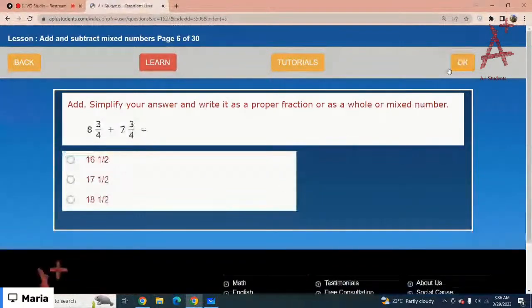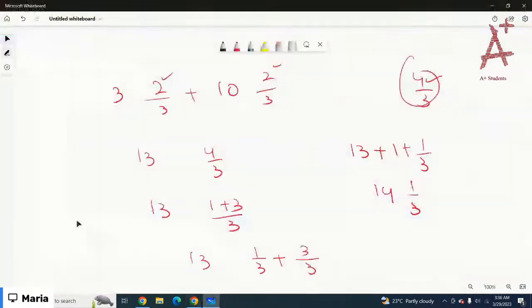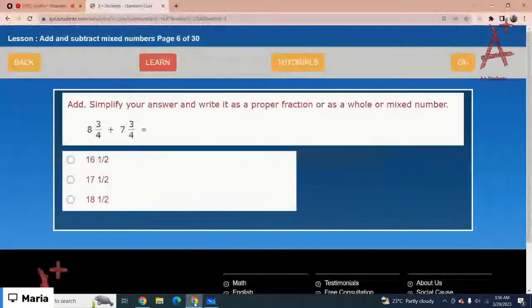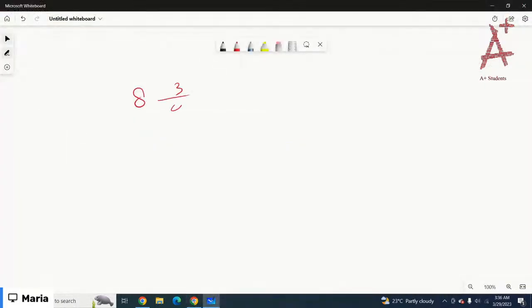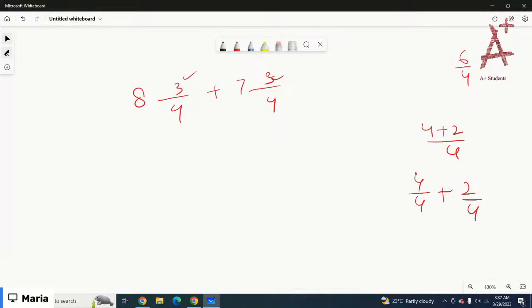Okay, the next one is 8 whole 3 over 4 plus 7 whole 3 over 4. They are the same as the question we just did. So let's just do it. Just look at 3 plus 3 makes 6. We can't write 6 out of 4. Got it? So we need to break down 6 as 4 plus 2, because 4 plus 2 makes 6. It would be 4 over 4 plus 2 over 4, and we can write 4 over 4 as 1.